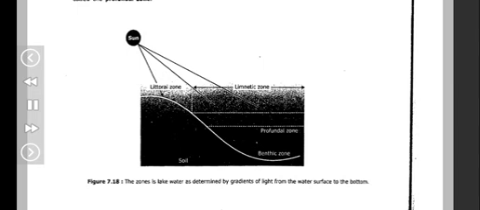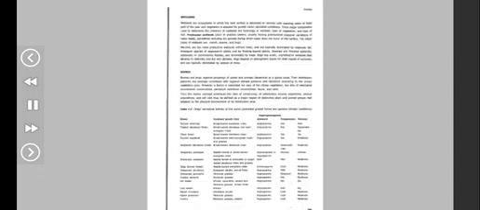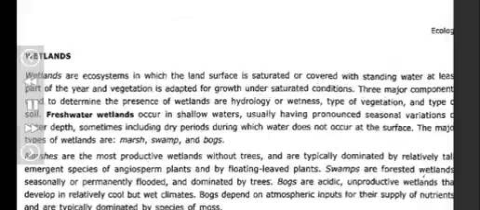Ecology. Wetlands. Wetlands are ecosystems in which the land surface is saturated or covered with standing water at least part of the year and vegetation is adapted for growth under saturated conditions.